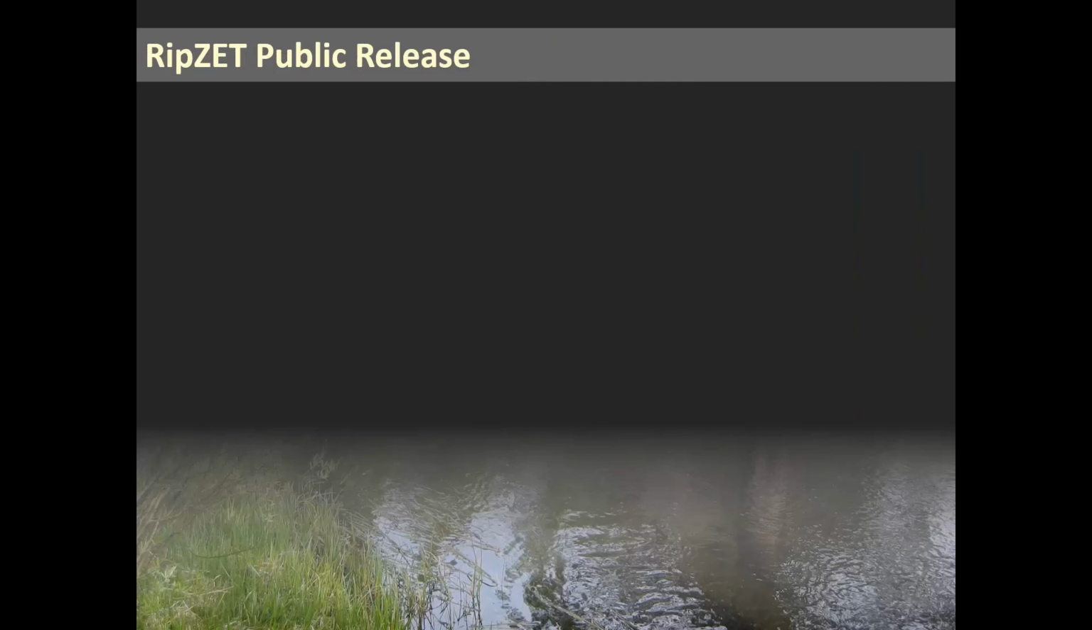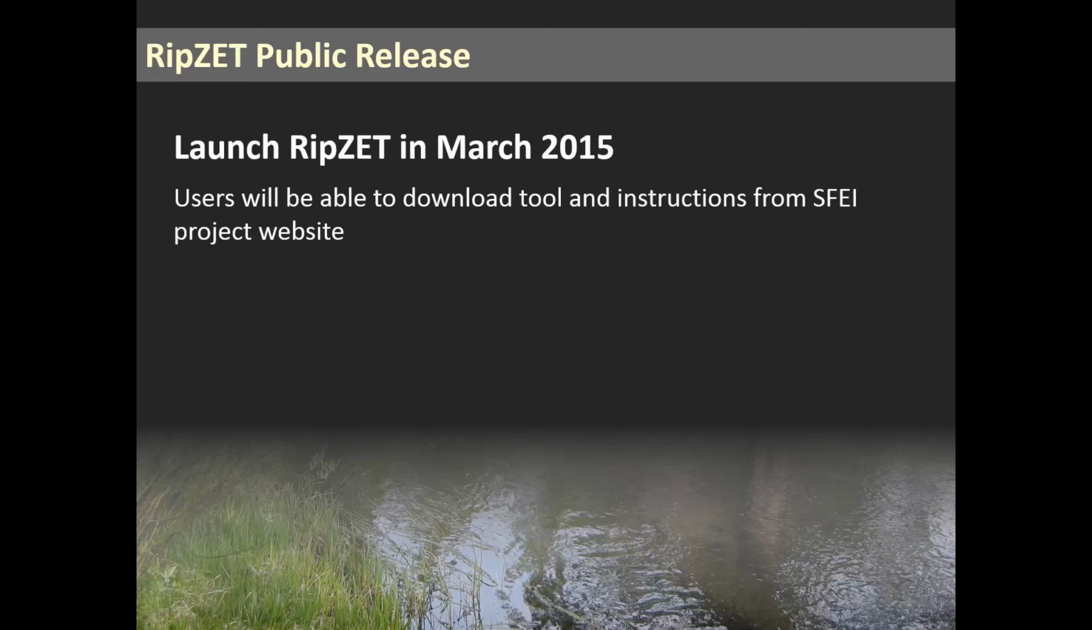So the next step for RIPSAT is the public release. We are launching RIPSAT in March of 2015. Users will be able to download the tool and instructions from the project website. What will be available is the tool itself, which will be an ARC tool as well as an Excel macro. That Excel macro is needed to run the Hicon module. And then there also will be a user manual.